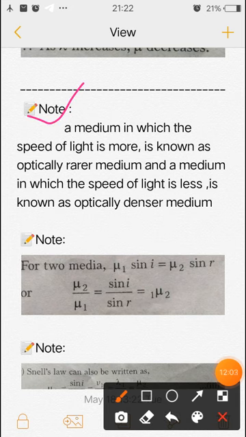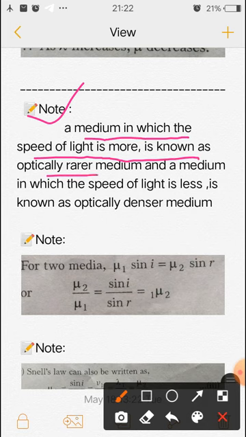Now a note: a medium in which the speed of light is more is known as an optically rarer medium, and a medium in which the speed of light is less is known as an optically denser medium.